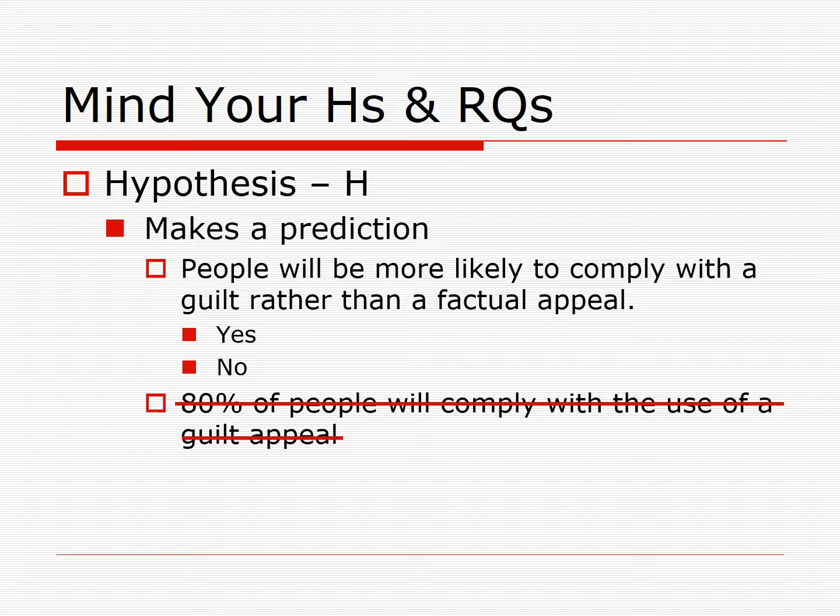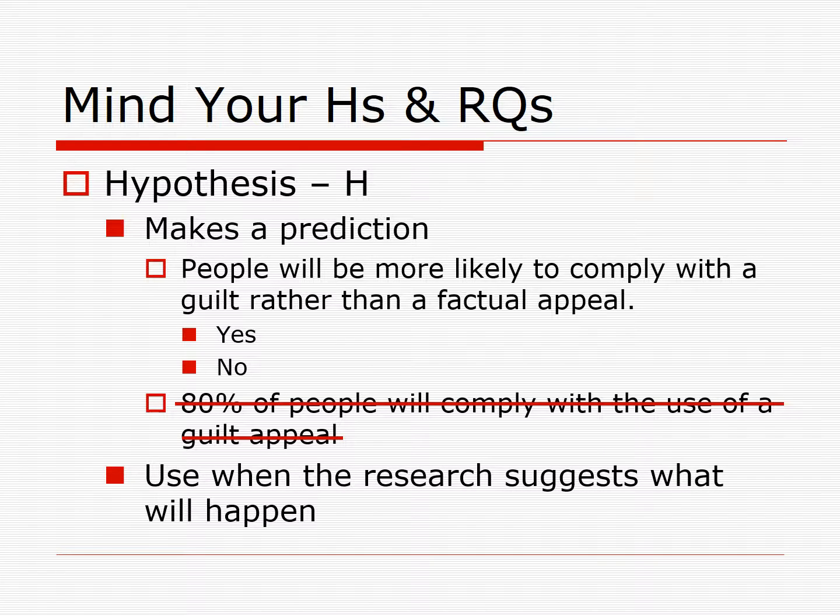And a person uses a hypothesis when the research suggests what will happen. So you look at the literature, and from reading it, you say, well, based on all of that, I bet when you use a guilt appeal talking about support for a local animal shelter, given what we know about people's soft spot for animals and the effectiveness of guilt appeals, I'm guessing that this, in fact, will increase people's willingness to donate to an animal shelter, using a guilt appeal rather than using a factual appeal.